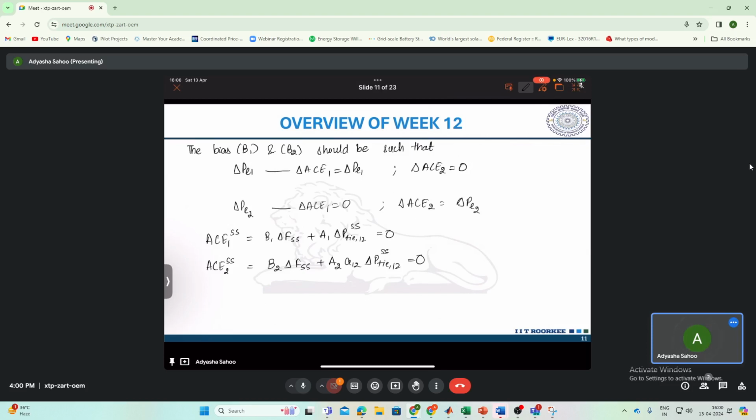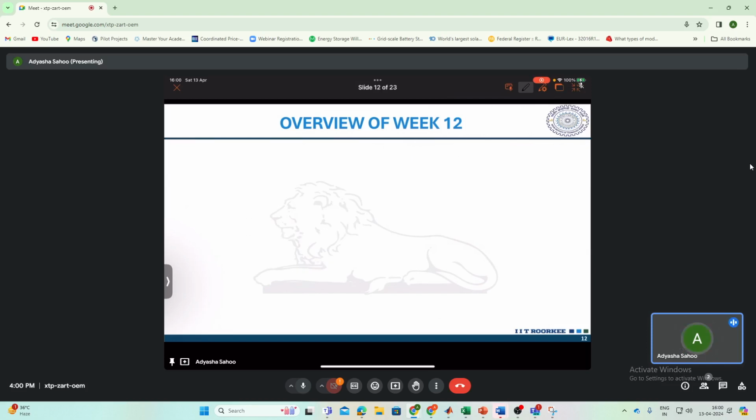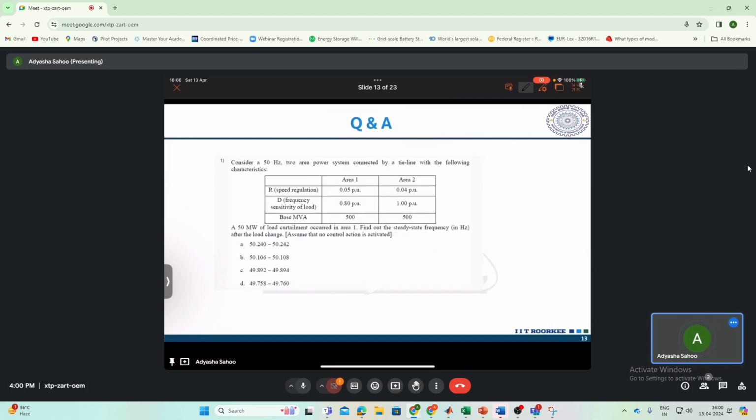Okay, so with this, let us see the assignment questions. For the first question, you have a two area power system connected by a tie line with the following characteristics. So R is given for both areas, D is given, and the base MVA is given. Whenever there is a 50 megawatt of load curtailment in area 1, find out the steady state frequency.